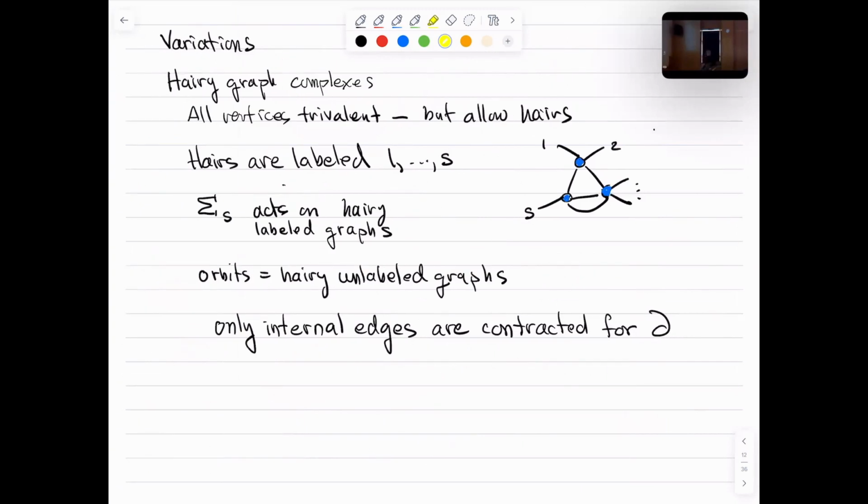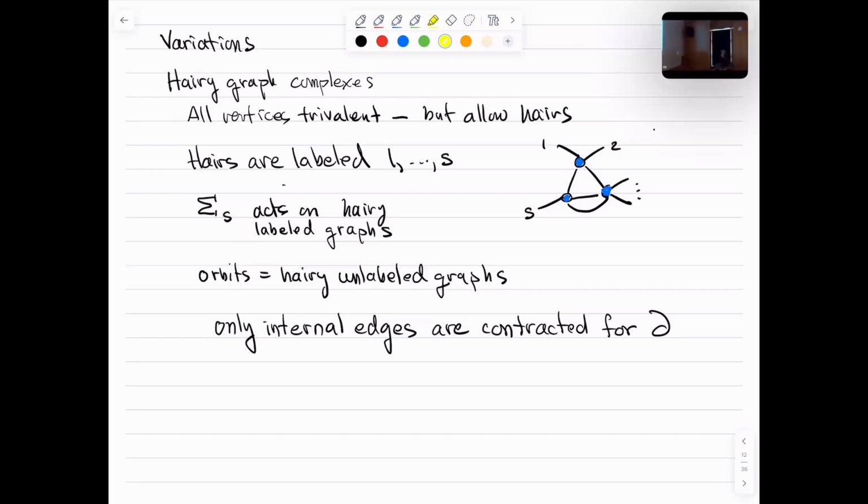So that's the most basic graph complex. That's really the first one that Kontsevich studied, and he originally called that just plain graph homology. But there are lots of variations that turn out to be very useful.